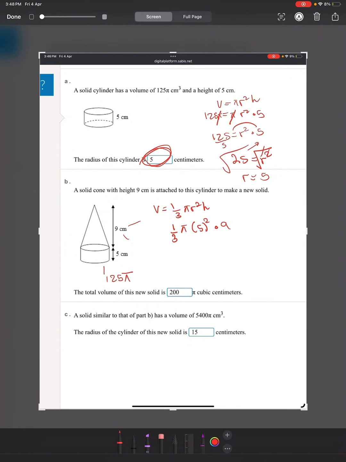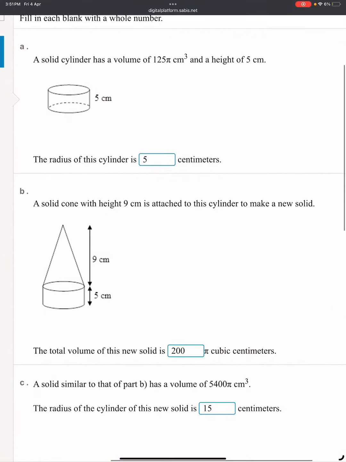So that's gonna be 25 times 9 times 1 over 3. You get 75. So all of this, you get 75 pi. Add these together, 75 plus 125, you get 200. You don't need to write pi, they already gave it to you. So they want the radius of the cylinder of this new solid.